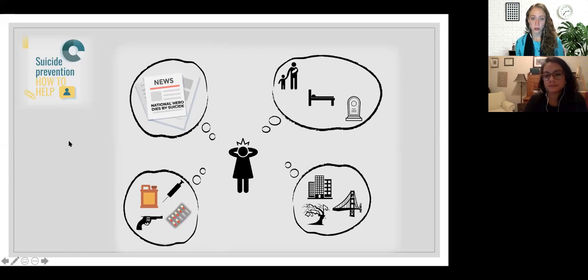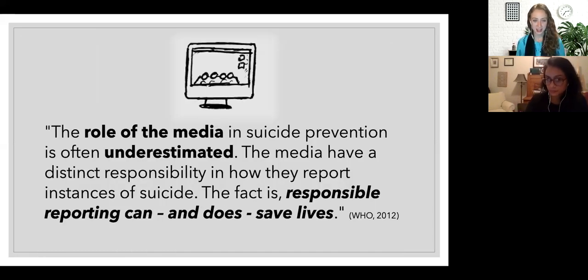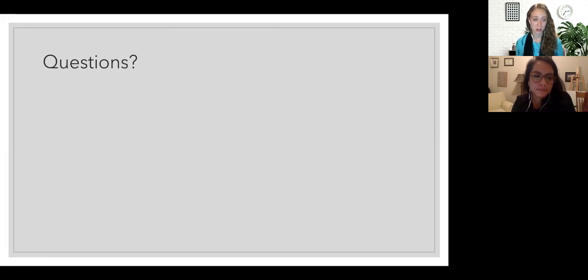And I want to share this quote with you, again from the World Health Organization, who's done much of the work on this. They shared that the role of media in suicide prevention is often underestimated. The media have a distinct responsibility in how they report instances of suicide. The fact is, responsible reporting can and does save lives. Hopefully that's something that you realized before, but certainly from here and moving forward, we hope that you remember that it is within your power to do.